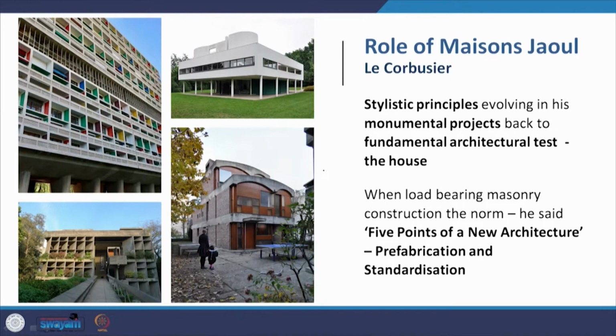The stylistic principles evolving in his monumental projects were again studied by him fundamentally in that one fundamental architectural test, the house. One thing I would like to add here is that most architects of repute have generally tested their initial concepts and principles via a small project, which generally always tends to be a house, whether it is F.L. Wright or Corbusier or many others. Because a house is a very simple unit without much complexity of technology, etc., where the architectural idea or the concept can be tried in its pure version.